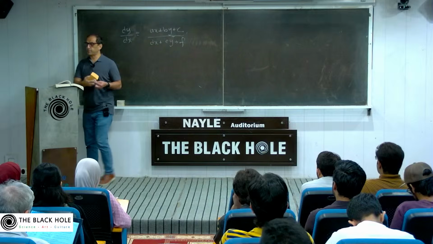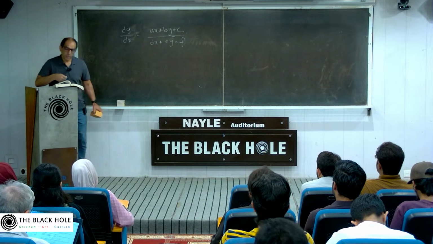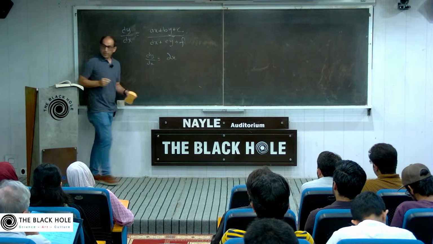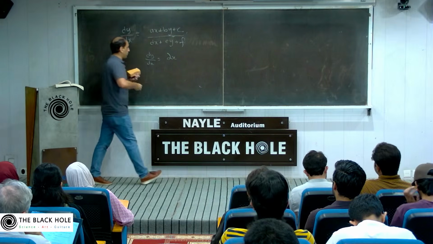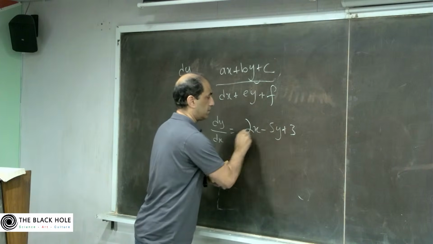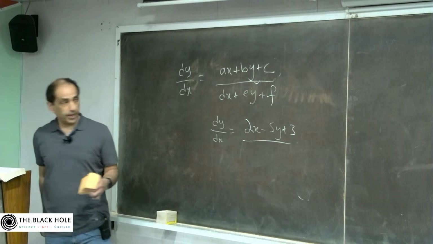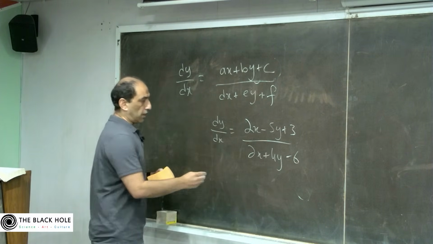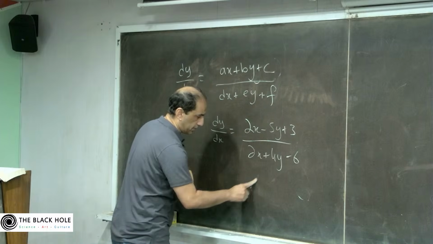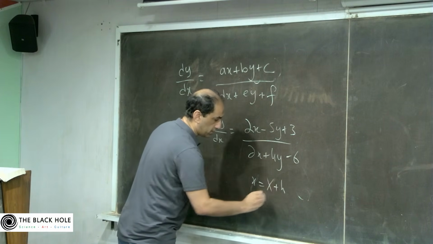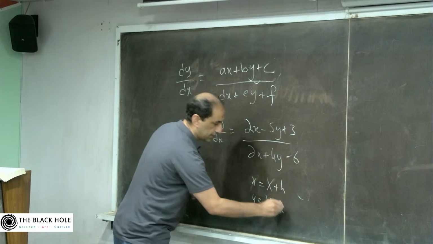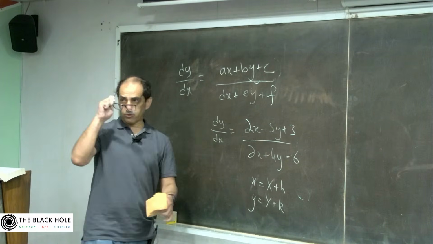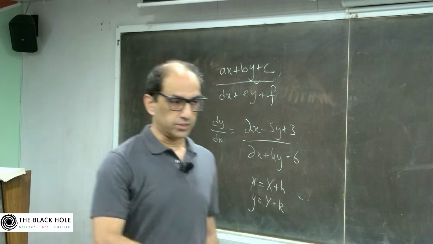All right, so let's write down a problem. dy by dx is equal to 2x minus 5y plus 3 over 2x plus 4y minus 6. So now you have to make this x plus h, y plus k, plug it in there and write down two equations and tell me what are the values of h and k. So that will give you some confidence in your ability to solve it.